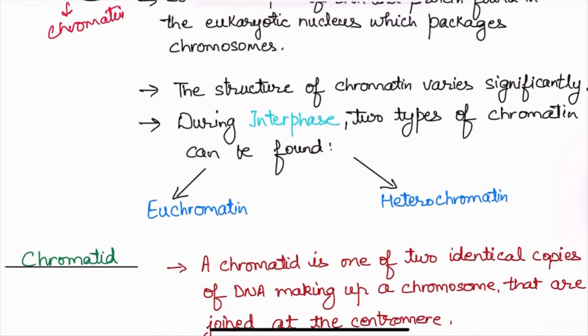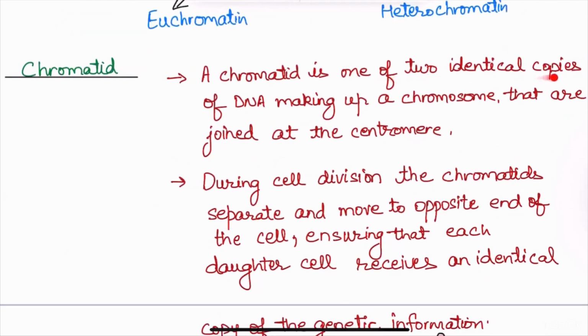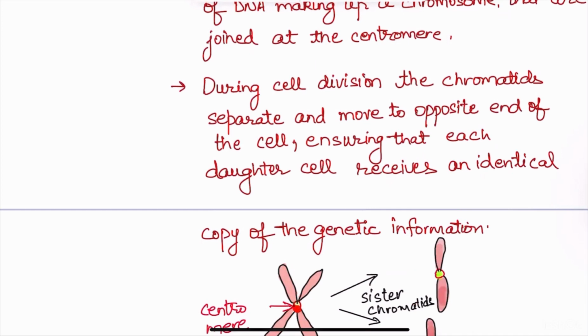So once the chromatin structure is formed, this chromatin structure further condenses during cell division to form chromosomes. Each chromosome has chromatids. These are called sister chromatids to each other. So a chromatid is one of the two identical copies of DNA making up a chromosome that are joined at the centromere. So this portion is called centromere, to which two sister chromatids are combined. During cell division, the chromatids separate and move to opposite ends of the cell, ensuring that each daughter cell receives an identical copy of the genetic information.